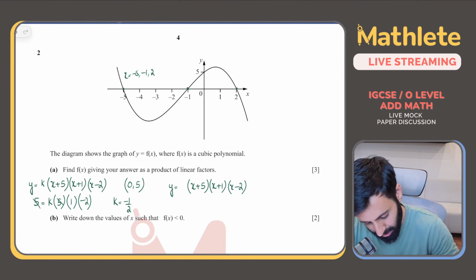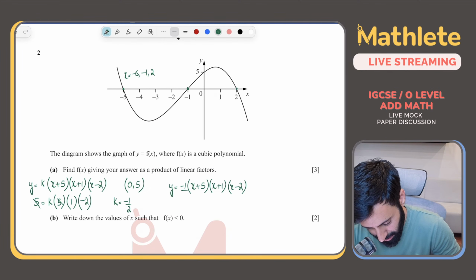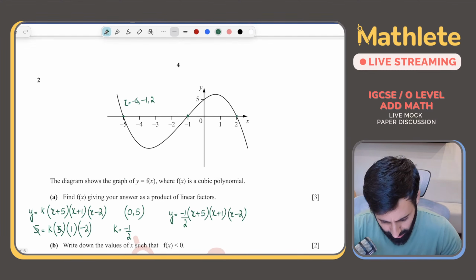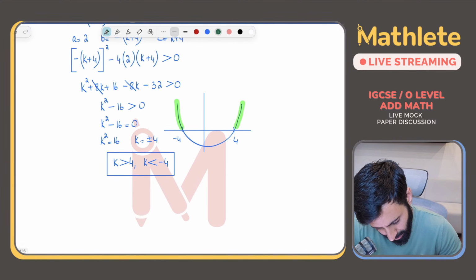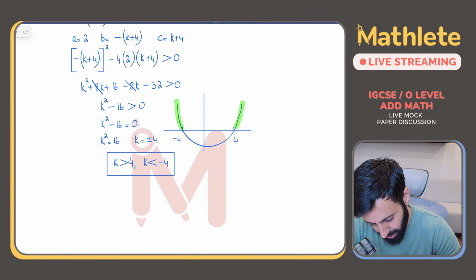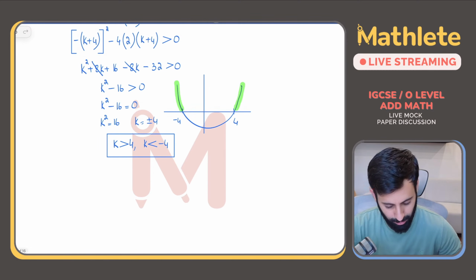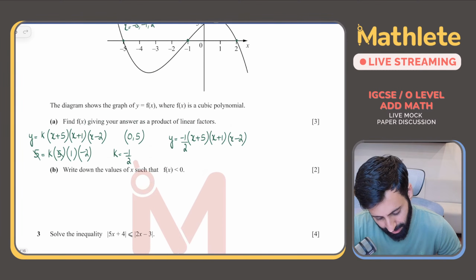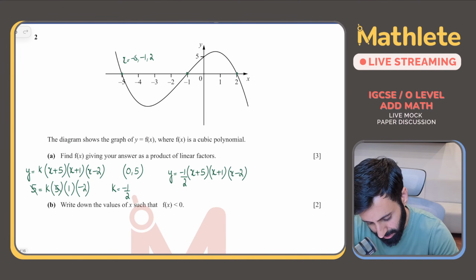looks like this. And no need to expand, because notice the question says to write your answer as a product of its linear factors. Why is it less than minus 4? Because this part of the curve is on the left hand side of minus 4, which means the value of k will be less than minus 4, and it's on the right hand side of plus 4, which means it will be greater than 4.